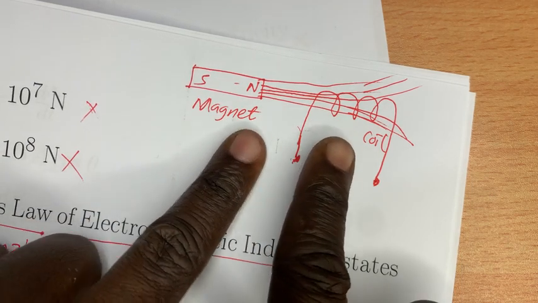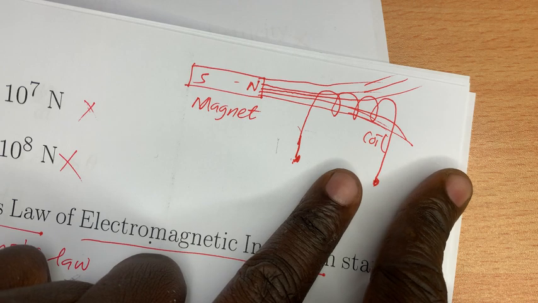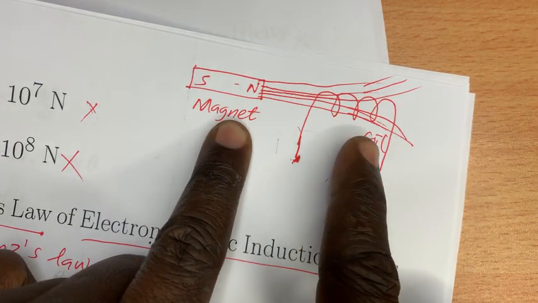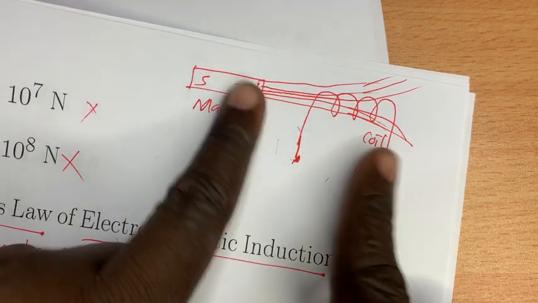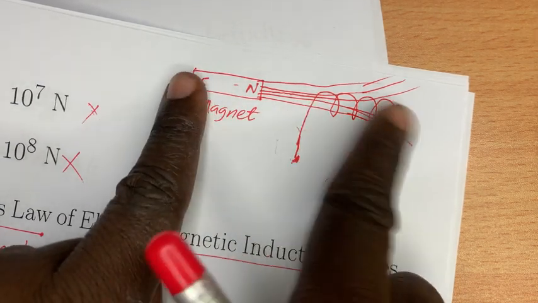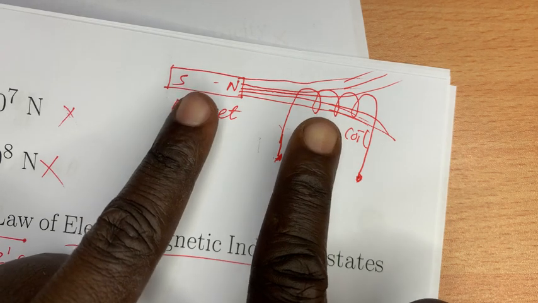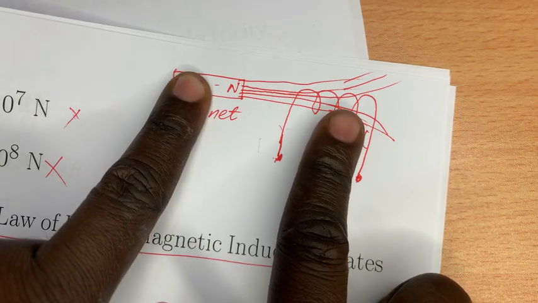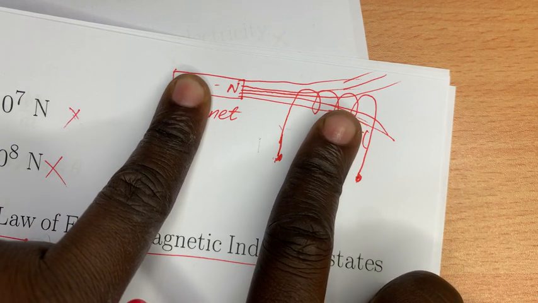If the two of them are moving together with the same velocity, there is no relative motion. Let's say both the magnet and the coil are moving at the same time and with the same velocity, they are not moving relative to each other, and there will be no induced EMF and current. Secondly, if they are both stationary, this one is not moving, this one is not moving, again there will be no induced EMF, no induced current.